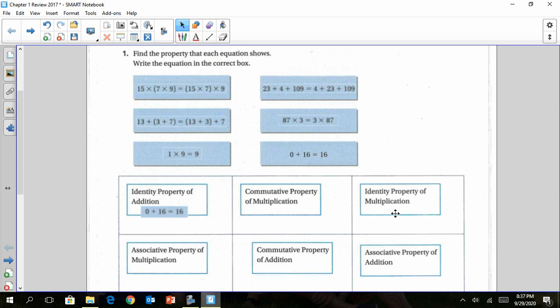The identity property of multiplication is the equation where we use multiplication to start with a number, multiply it by 1, and keep that same number. So the identity property of multiplication is multiplying any number by 1. And that would be 1 times 9 equals 9.